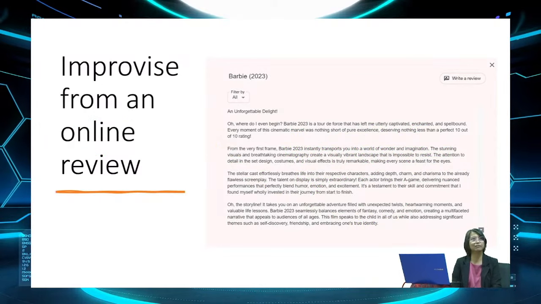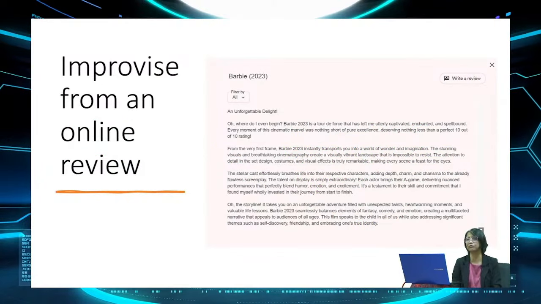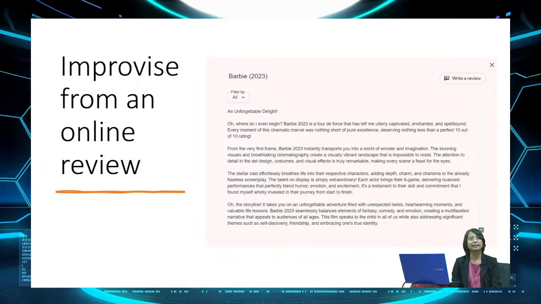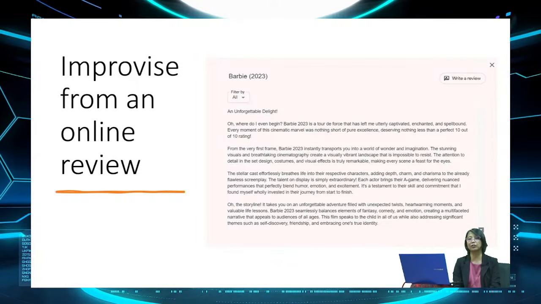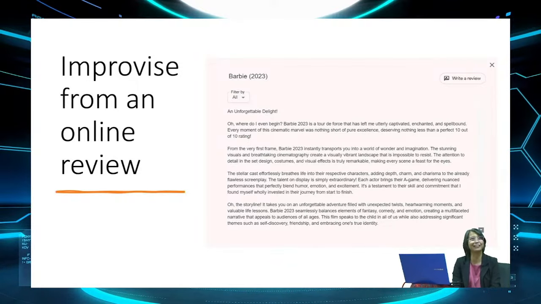Okay, this one I'm very sure is very small. Okay, I don't expect you to read. I'm just telling you that some of you are more ambitious. You can always improvise from an online review.